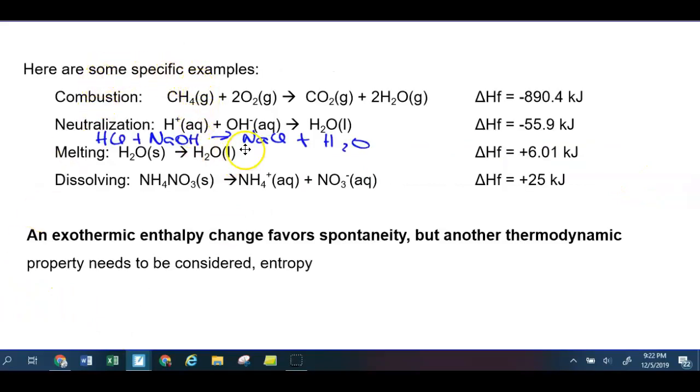Here's some examples of specific combustion, neutralization, melting, and dissolving.